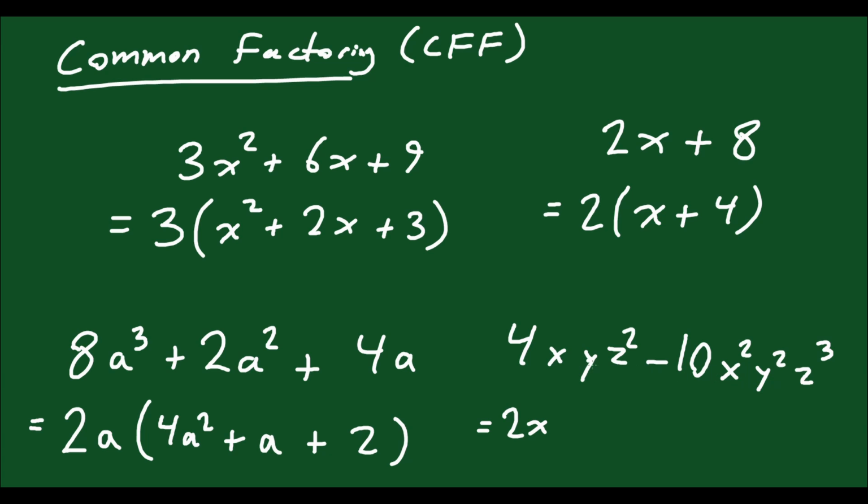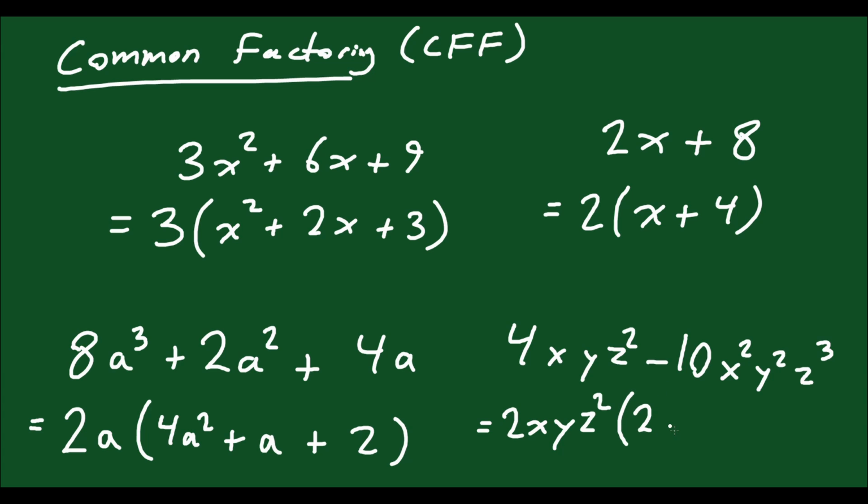You look at the y's, this y here, there's only one y to give, so I can only take out one y. You look at the z's, there's z squared and z cubed, so this one only has 2 z's to give, so the most I can take out of both is 2. So the greatest common factor is 2xyz squared. And what are you going to be left with?